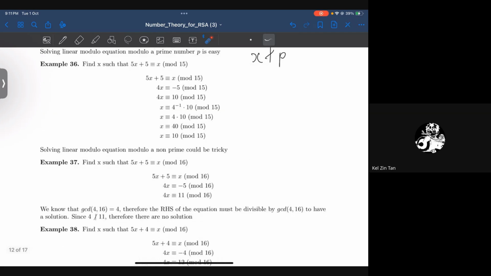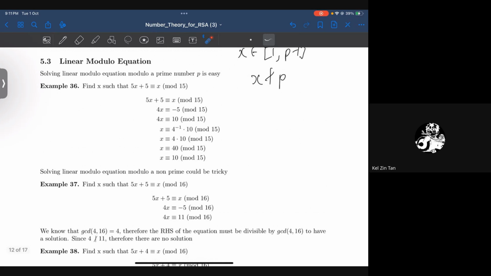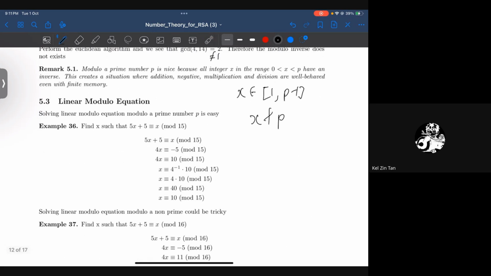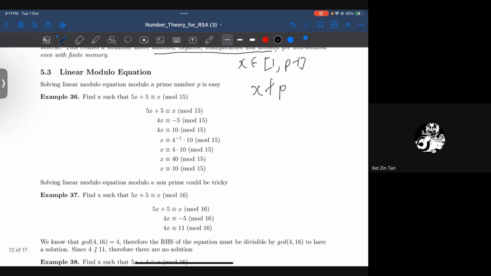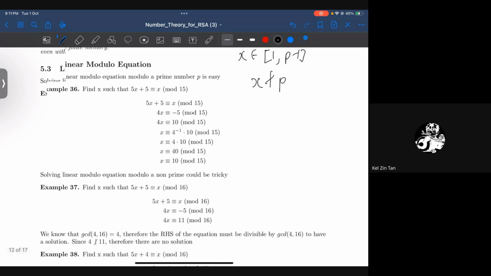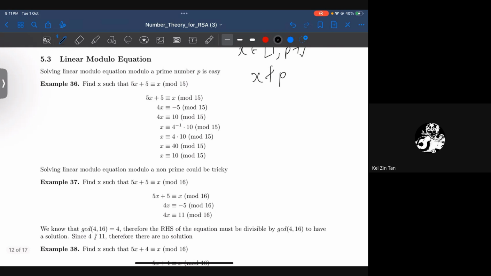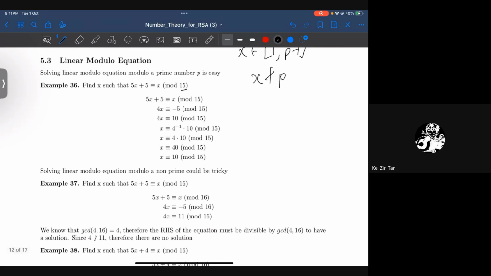Yeah. So now let's look at modulo equations. We have already established that addition, negation, multiplication, and division are very well behaved modulo p. So we can now try to solve some equations modulo a prime number. Let's look at this. Actually, this 15 here is not a prime number, but it doesn't matter. It's basically the same thing. How do we solve the equation 5x plus 5 is equal to x mod 15?